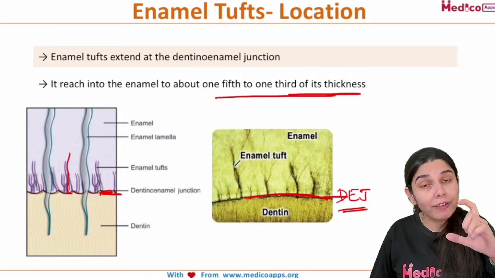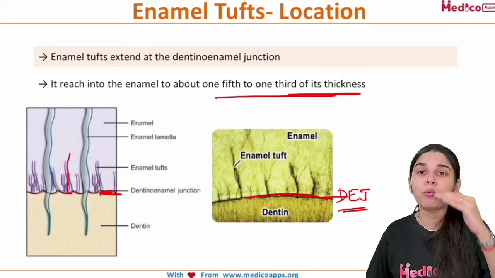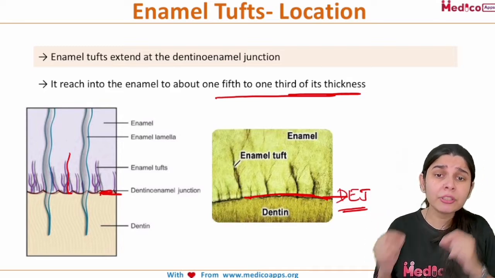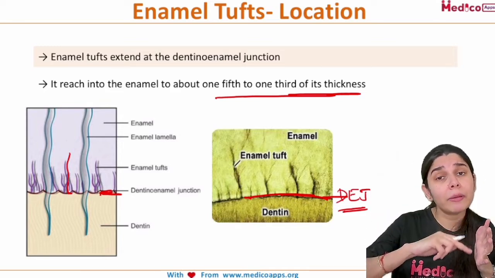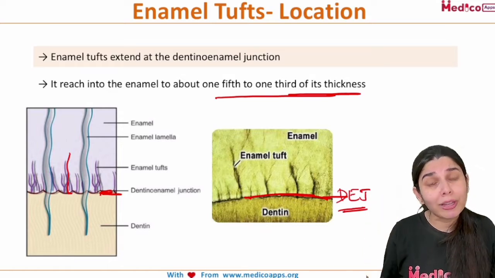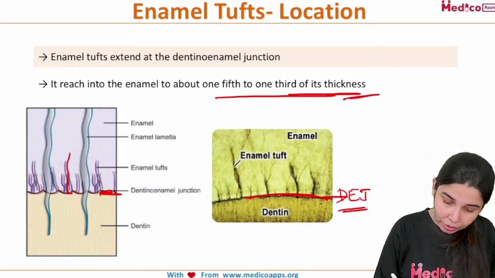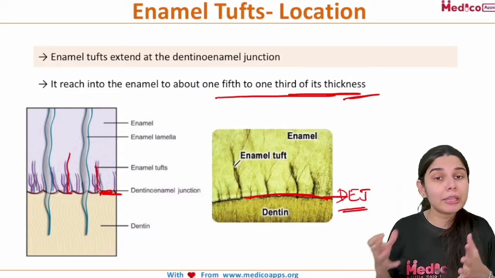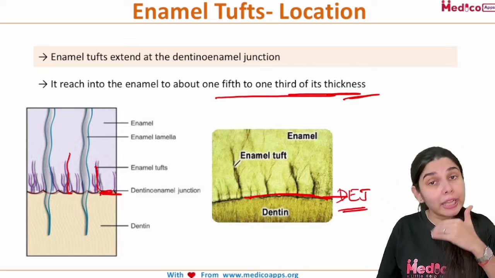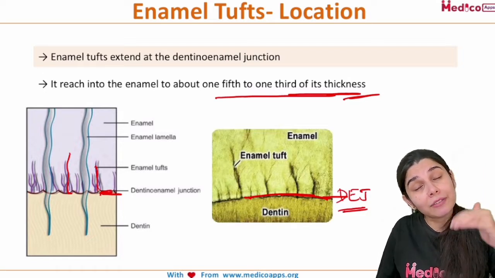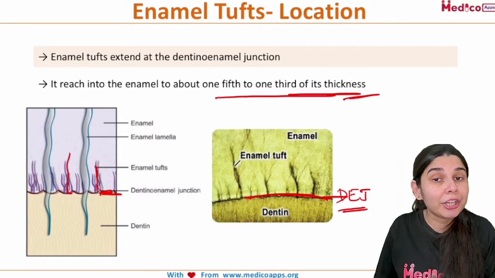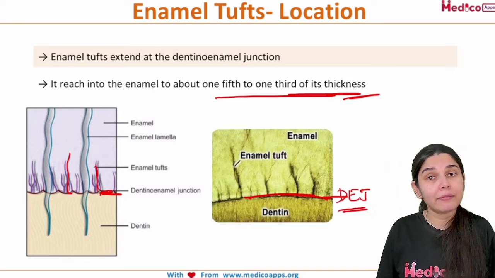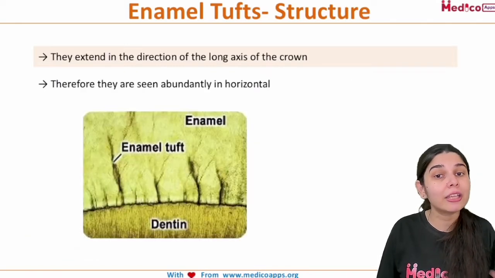Okay, if you divide the enamel into 4 parts or 3 parts, you will say that the enamel tufts will be extending to the 1/5 to 1/3 thickness of the enamel. So they are somewhat reaching to the 1/5 to 1/3 of the enamel thickness, and the inner end is arising from the dentin and extending to the dentinoenamel junction. So that is the location of enamel tuft. I hope you have understood the definition and the location.